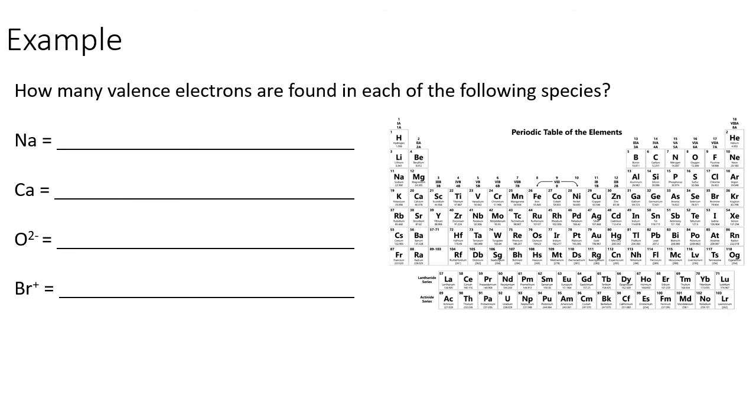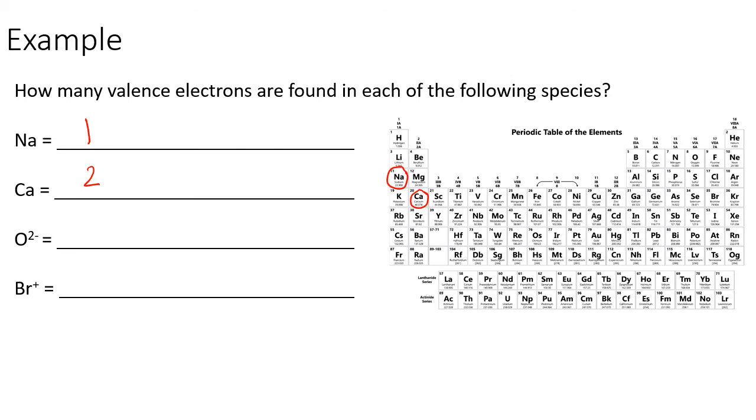So let's try an example, reviewing how many valence electrons are found in each of the following species. Using the periodic table is probably the quickest way to get at the number of valence electrons. Looking at a sodium atom, sodium is in group 1A, so the number of valence electrons will be 1. A calcium atom, calcium is in group 2A, and so the number of valence electrons there is 2.